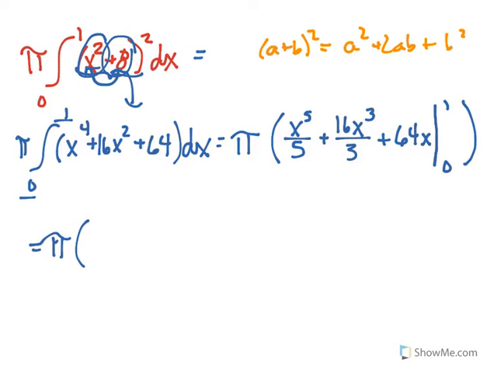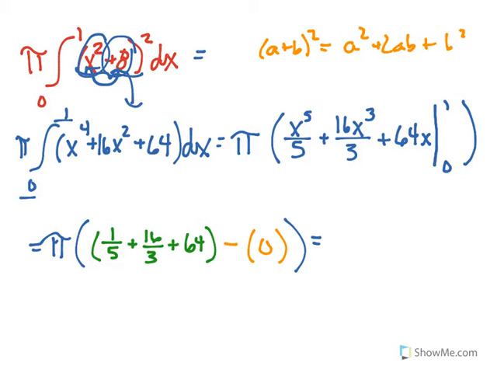So it becomes pi. Let's do the upper minus lower. Let's put in our numbers. 1/5 plus 16 over 3 plus 64, minus all those numbers going to 0, which equals, it's kind of annoying. They wouldn't really give us one that bad, but in order to add these together, I have to get the same base for each one. And it looks to me like the easiest base is going to be 15. I'm going to multiply these by 3, and I get 3 over 15. I'm going to multiply these by 5.